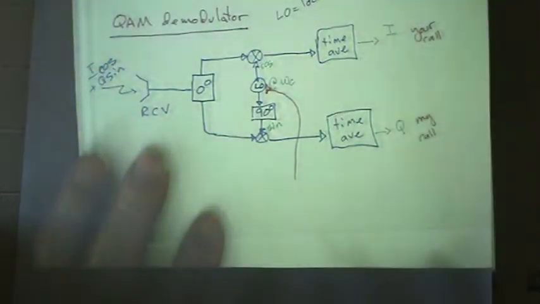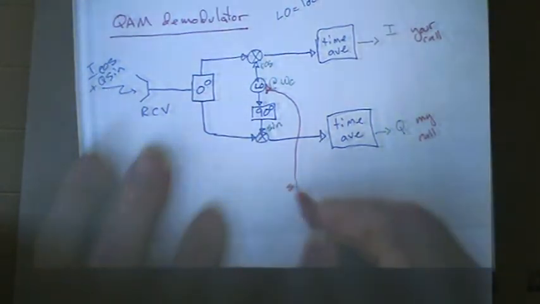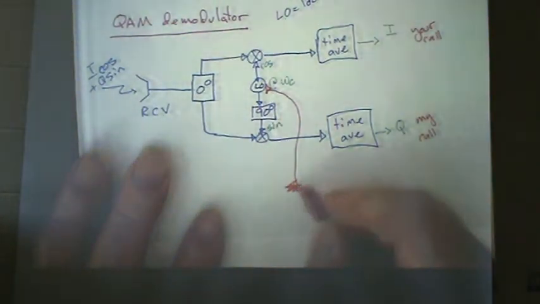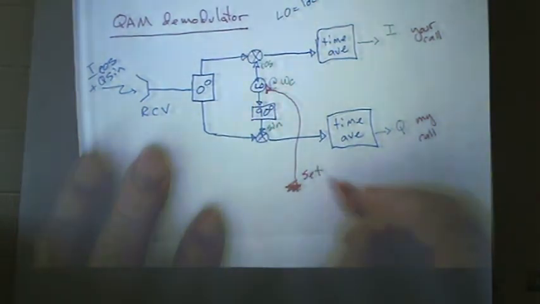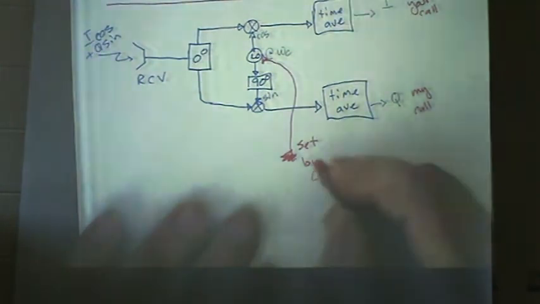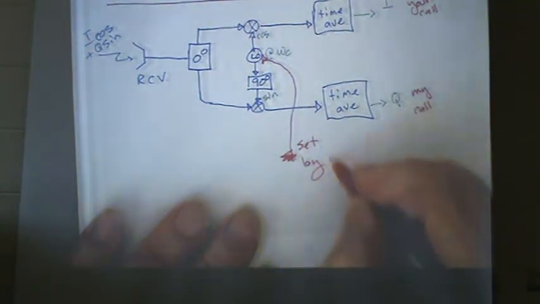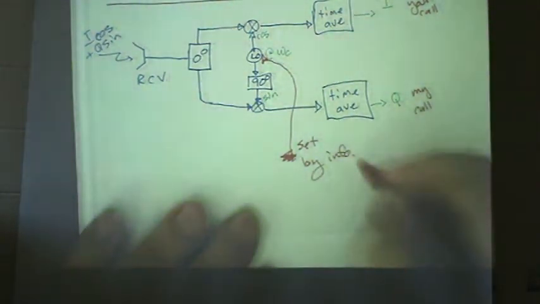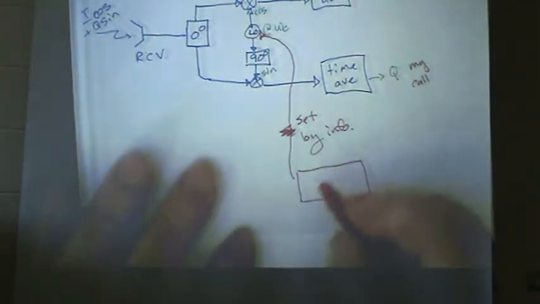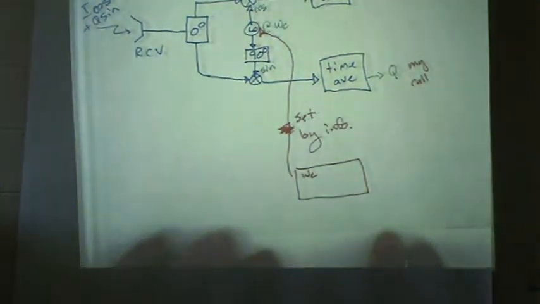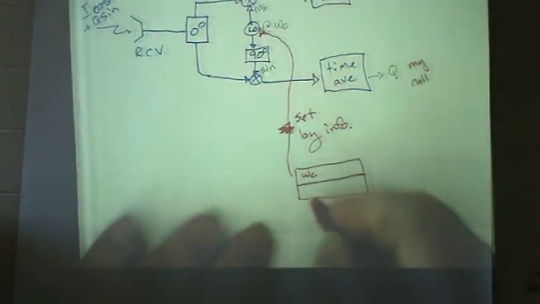Okay. So the hidden bits here are that my local oscillator has to be driven by something more complicated. This local oscillator here has to be set by information. In other words, there's two things I really need here. One is that frequency. And the other is that phase.